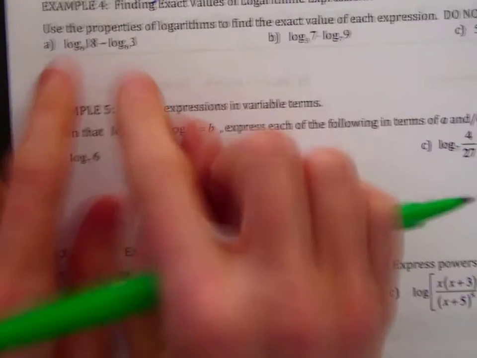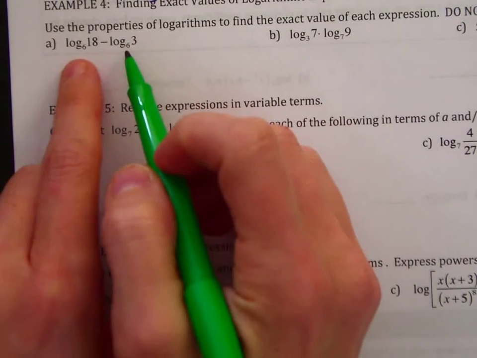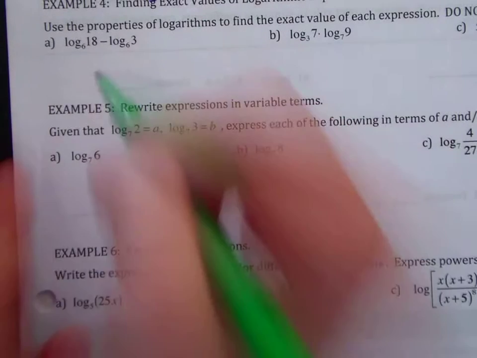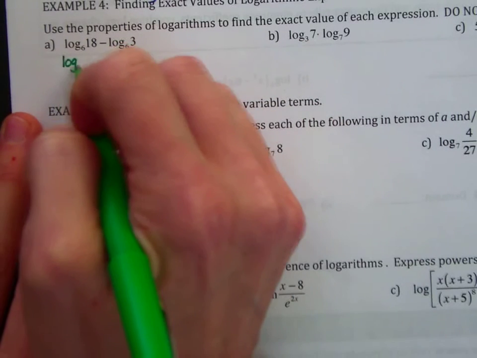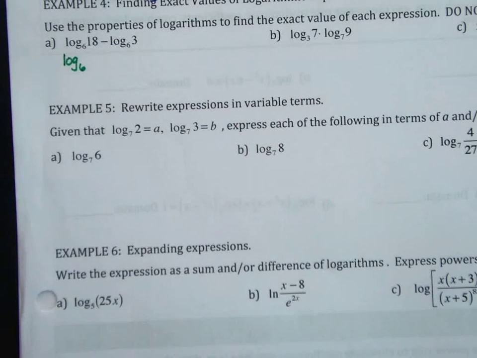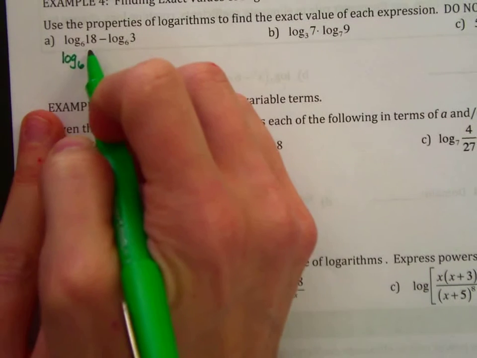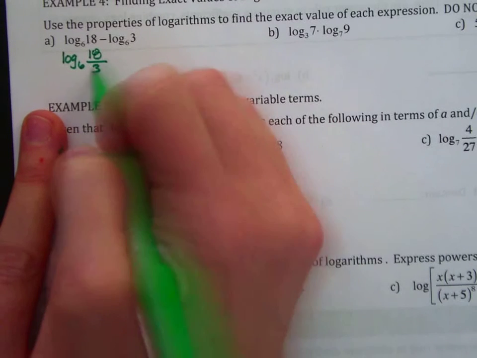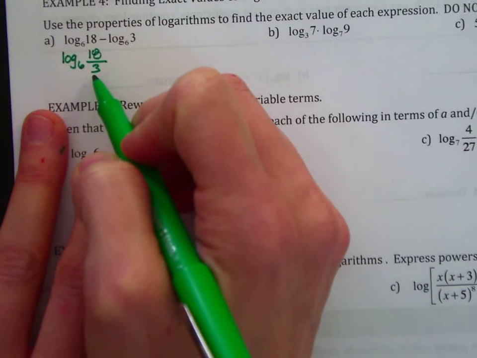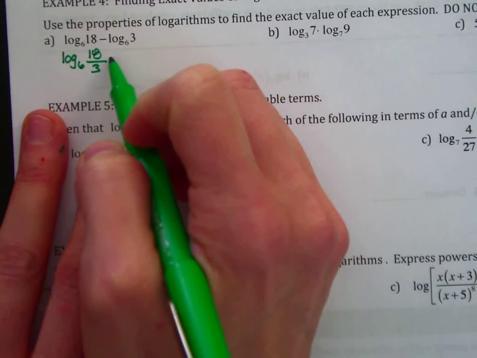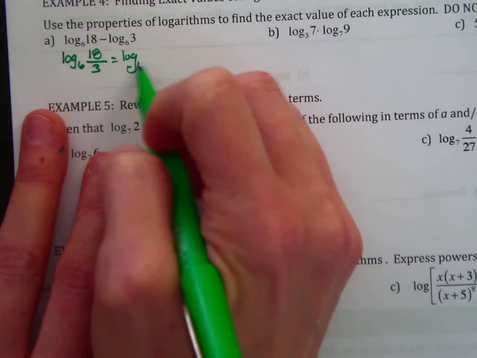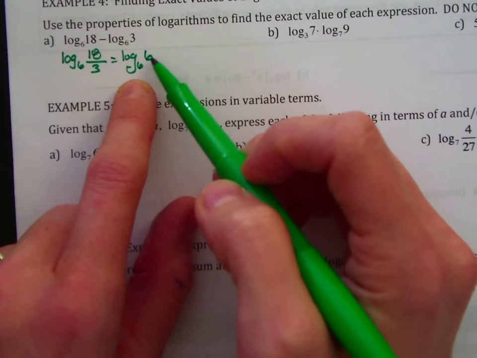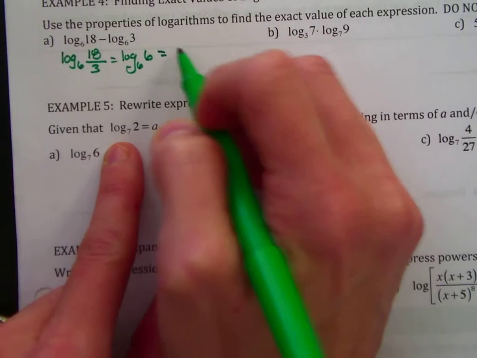For the first one, we have multiple logs. They have the same base, base 6, and we're subtracting them, which means we can combine this into one log. So we're going to make this log base 6. What's going to go in the numerator? 18. And what's going to go in the denominator? The 3. Why is the 3 in the denominator? Because of the negative right there. But what is 18 divided by 3? It's 6, and anytime we have a log with a base of the same value as the base, then this equals 1.